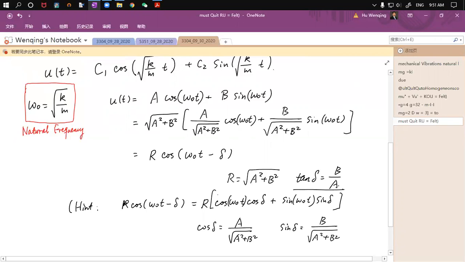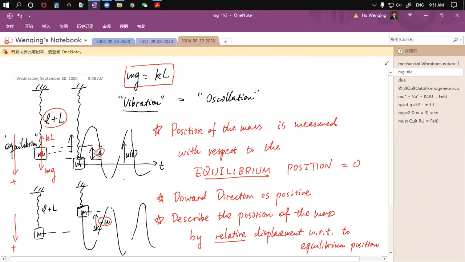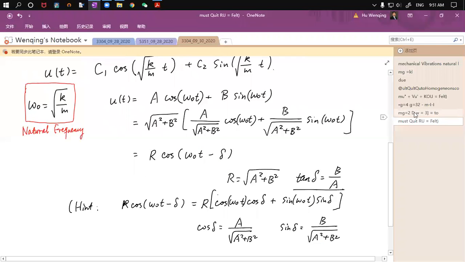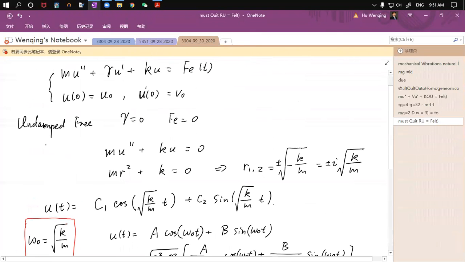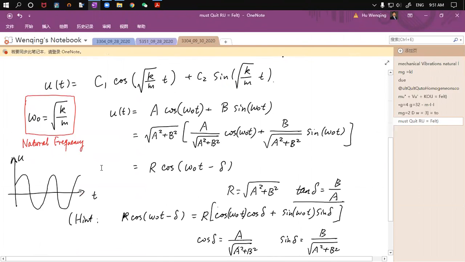Is that good, family? As long as you describe u in this form, you can see that the motion, as we have seen in this picture, is just given by a trigonometric function, which is just the cosine function. So the motion is given by a cosine. This is actually the trajectory, in terms of u, of a standard vibration problem, which we call undamped free vibration. If you consider the undamped free vibration, you're going to have a motion like this.